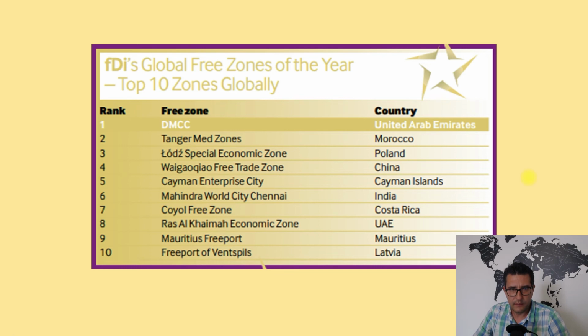Then we have Coyol Free Zone from Costa Rica. On the 8th place, we have Ras Al Khaimah Economic Zone from the United Arab Emirates. So basically, the United Arab Emirates has 2 free trade zones in this top 10 list. The 9th place belongs to Mauritius Freeport, and finally on the 10th spot we have Freeport of Ventspils from Latvia, with a diversified base of manufacturers, logistics, and service providers, which, if you ask me, will grow even more in the years to come.